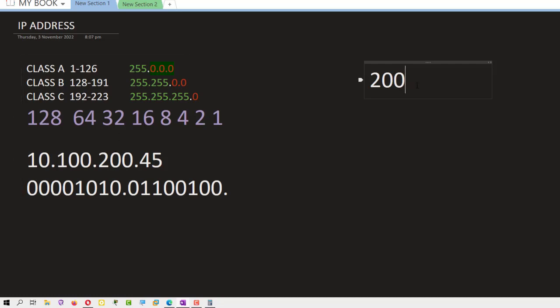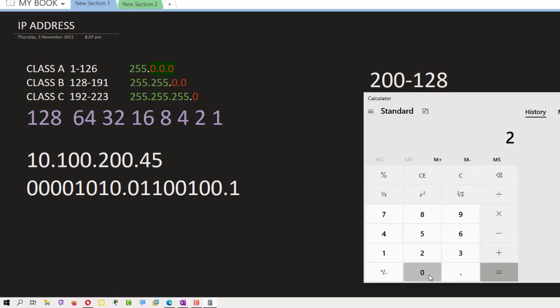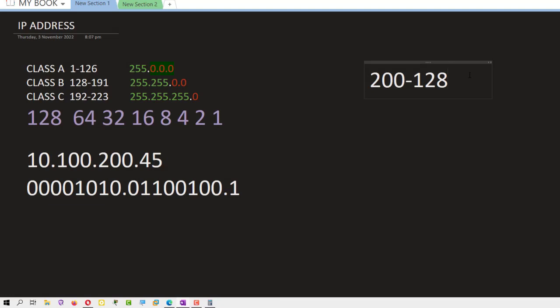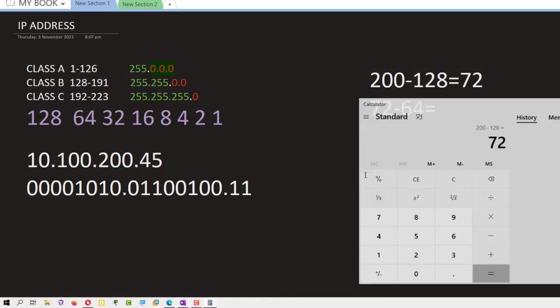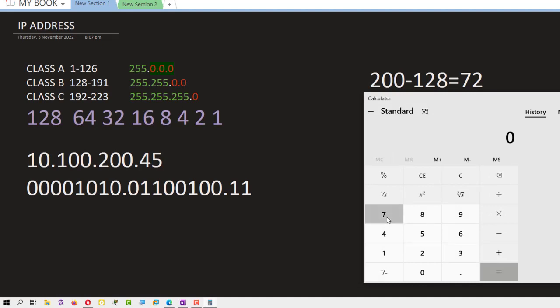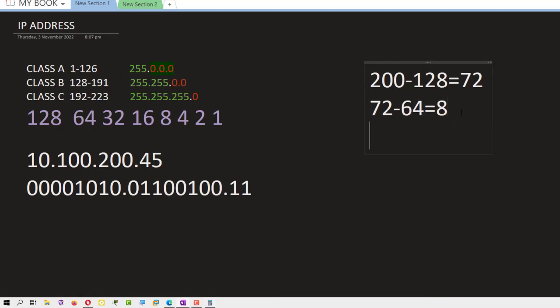So 128 into 200, yes, it's possible. So you bring 1, and subtract 128 from 200. 200 minus 128, so I have 72. So now we're dealing with 72 here. 64 into 72, yes, it's possible, so I'll put here 1. Subtract 64, 72 subtract 64, you have 8. So now I'll be working with 8.